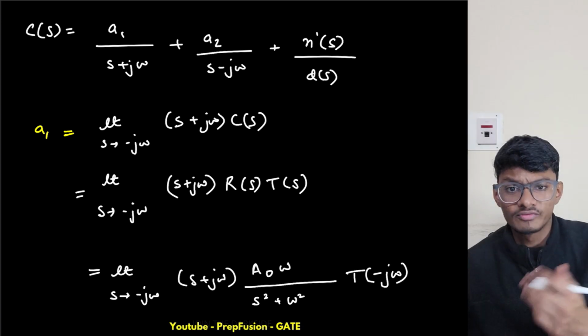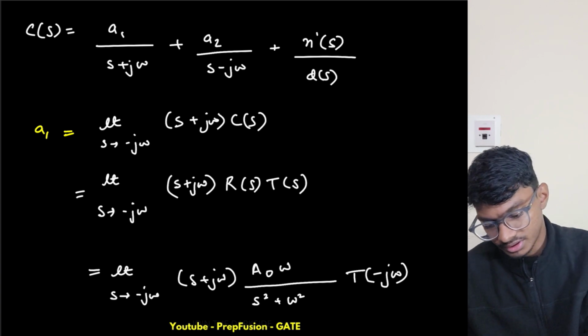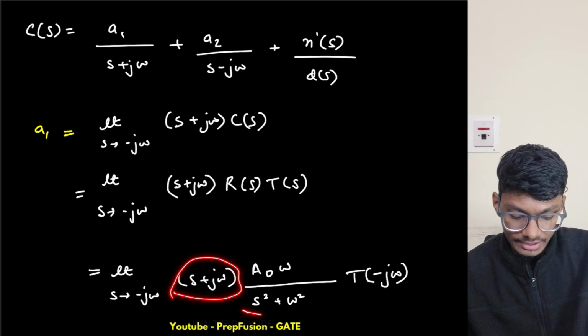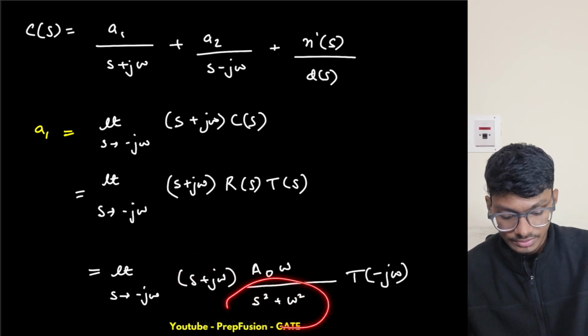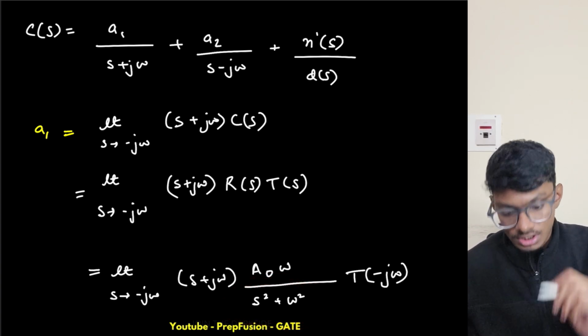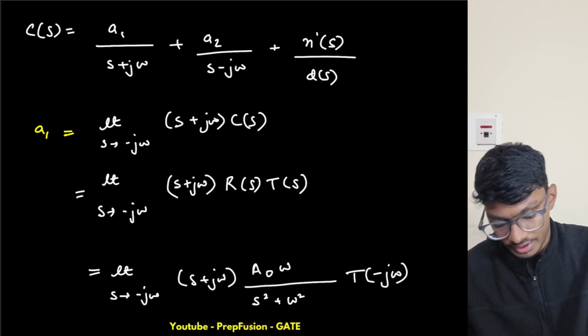Obviously I don't know what t of s is, right? Transfer function could be anything. I don't know what the system is, so I'll just simply replace s equals to minus j omega here. Now I have s plus j omega here, and there is also a hidden s plus j omega here, that will get cancelled. This is basically a combination of s plus j omega times s minus j omega. So s plus j omega will get cancelled, and I will be left with s minus j omega.